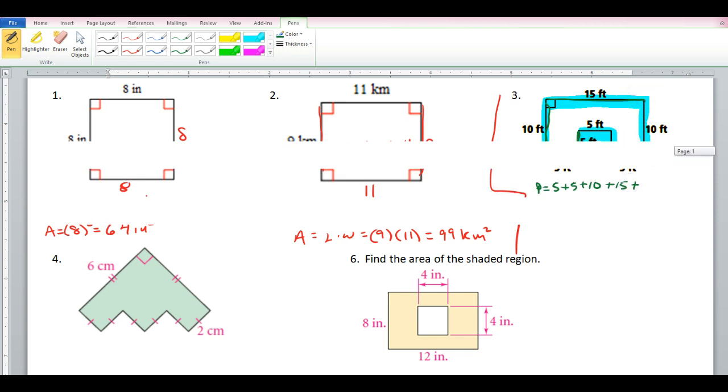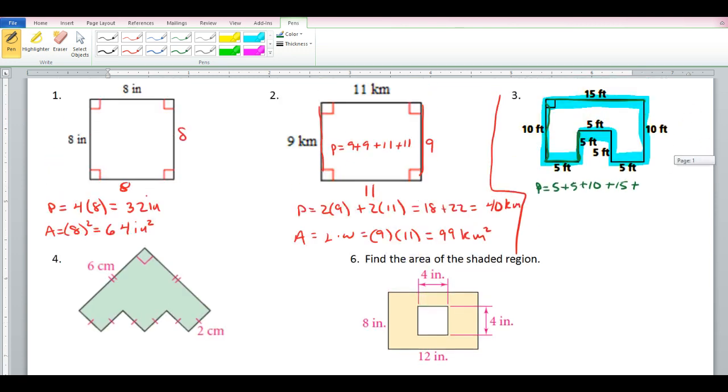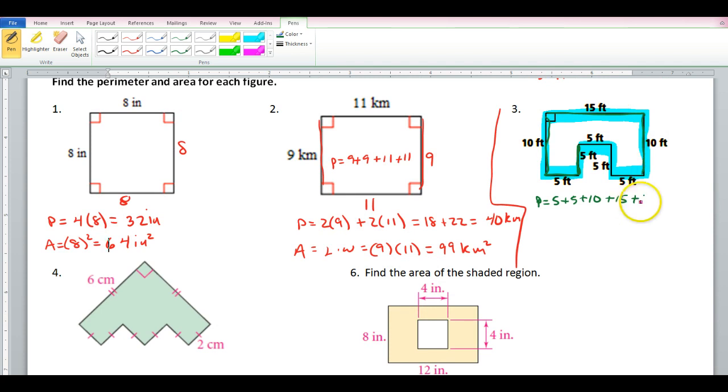plus this piece would be 10, then 5, and then you would add another 5 here, and then the last piece, which is right here, 5. Going around the object and finding the perimeter, it's very important to make sure you account for every single side. So we have 5, 10, 20, you have 35, 45, 50, 55, 60 feet long. Okay, so that's how we find the perimeter of that object.